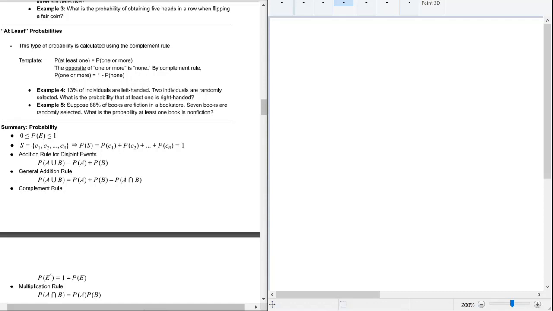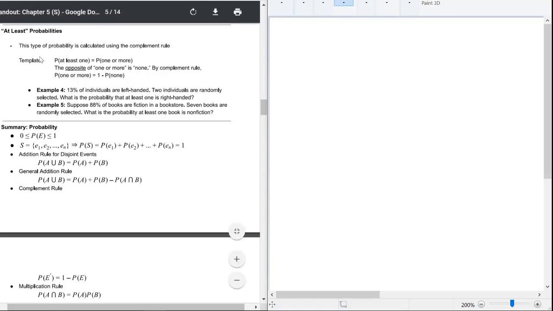The at least probability is one of the more difficult probabilities to calculate in statistics. This involves using what we call the complement rule that we saw earlier in this chapter. So what I wanted to do in the handout was give you a template on how to calculate an at least probability. This will be a key word that we'll see in a problem, and there's a certain template that goes along with solving this type of probability.